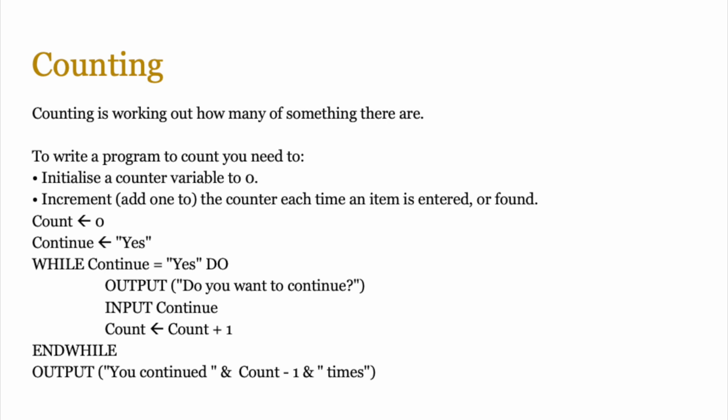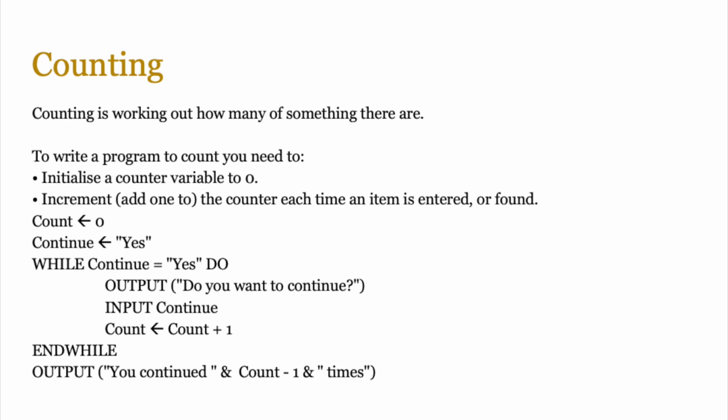So let's walk through the example on screen. The count variable is initialized to 0. We then set a flag which is continue, and we set it to yes. Why do we use a flag? Because we want to carry on counting until somebody says no. So while continue is equal to yes, which it is, we're going to do the following. We're going to output, do you want to continue? And then we're going to ask the user whether they want to continue or not using the continue variable. And every time the user answers, we increment the count variable by 1. And we keep doing it until the user enters no or something else.